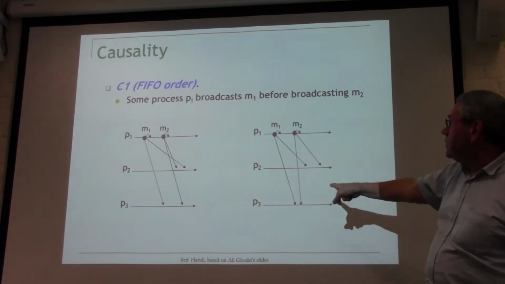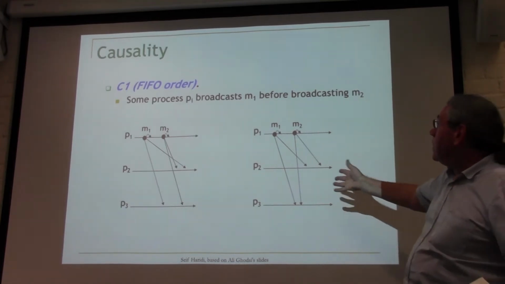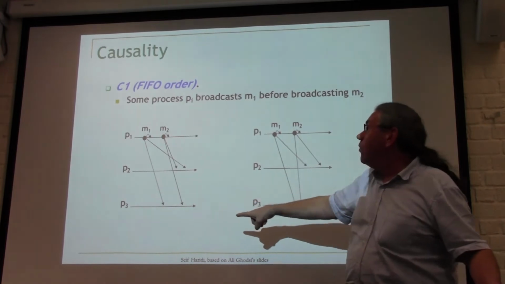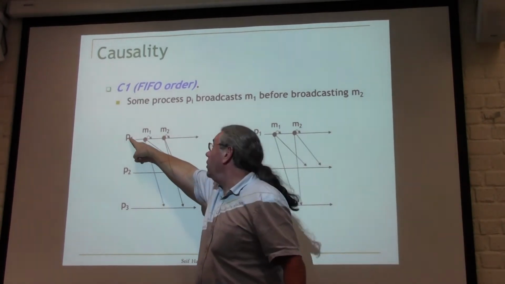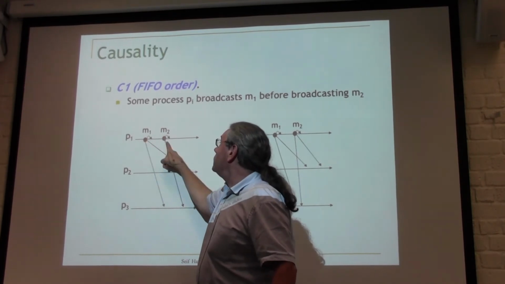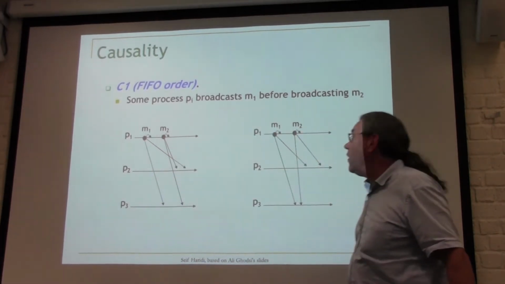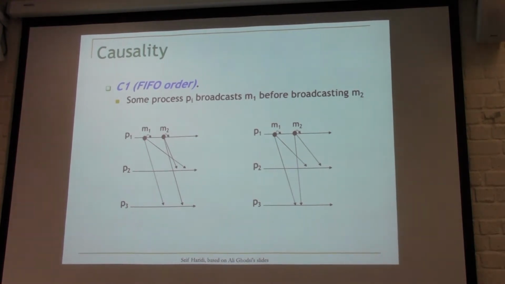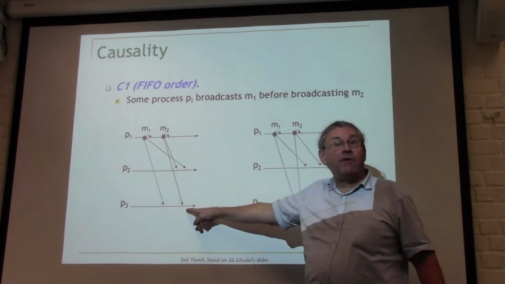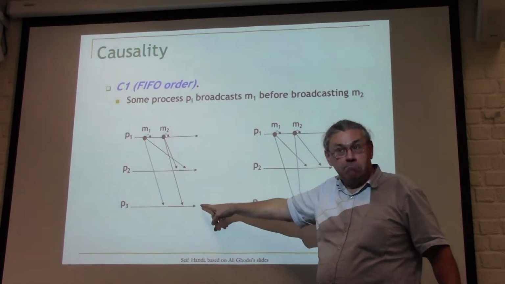So which of these scenarios, or maybe both, is satisfying FIFO? So this is two broadcasts coming from the same node. So this is typically where we can apply the FIFO property. So what about the left one? Is he satisfying FIFO? What do you think?